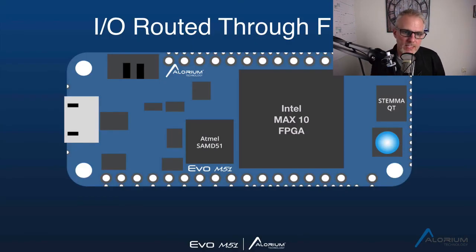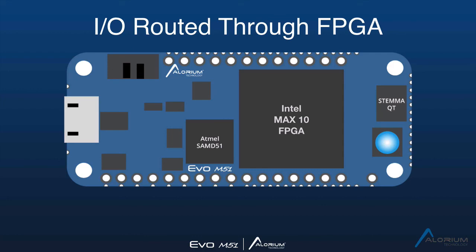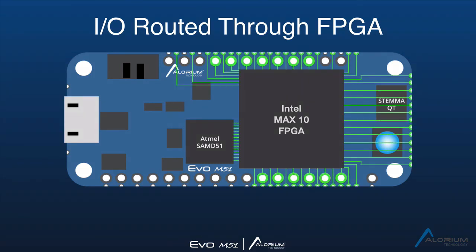The thing that's unique about what we have here is, again, we've got the Atmel SAMD51 sitting next to a Max 10, but all of the I/O is routed through the Max 10 FPGA. So everything going out to the through-hole vias, as well as all of the castellated vias, come through the FPGA. That's not exactly true. We have analog I/O that goes directly to the SAMD, but with a couple of exceptions, all of the digital I/O runs through the Max 10.